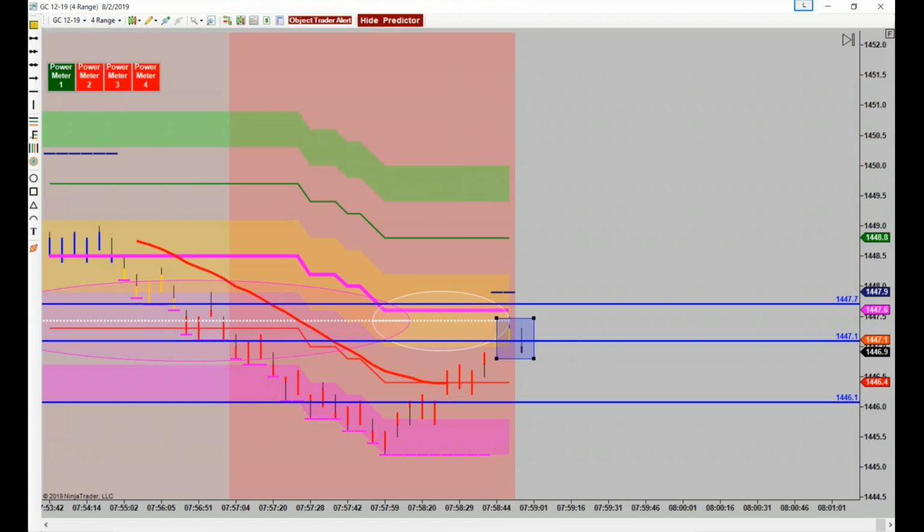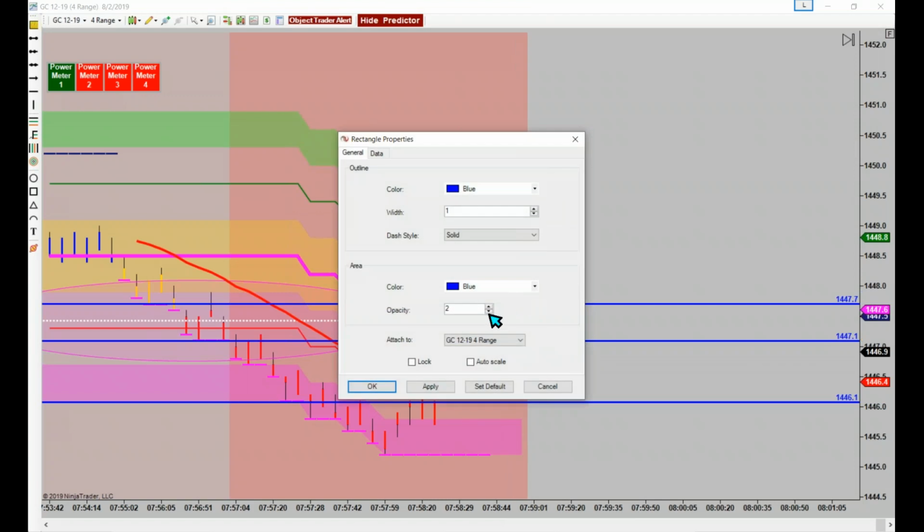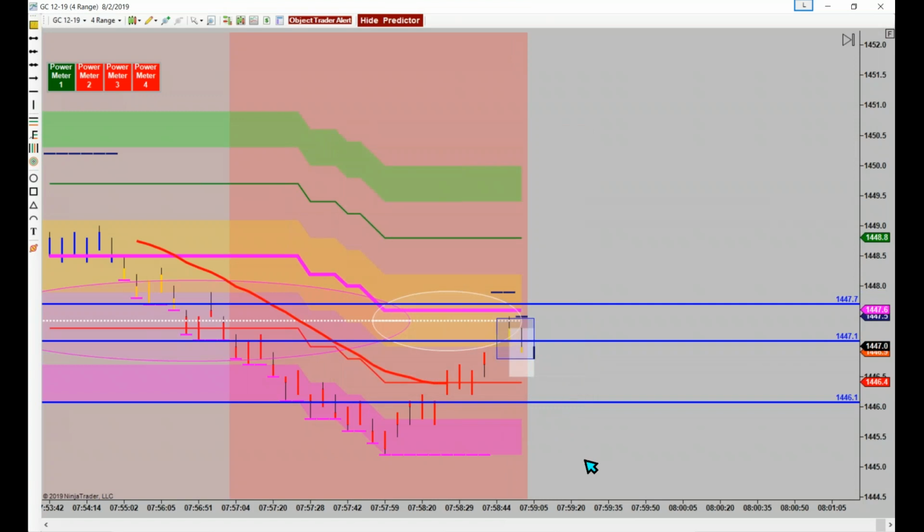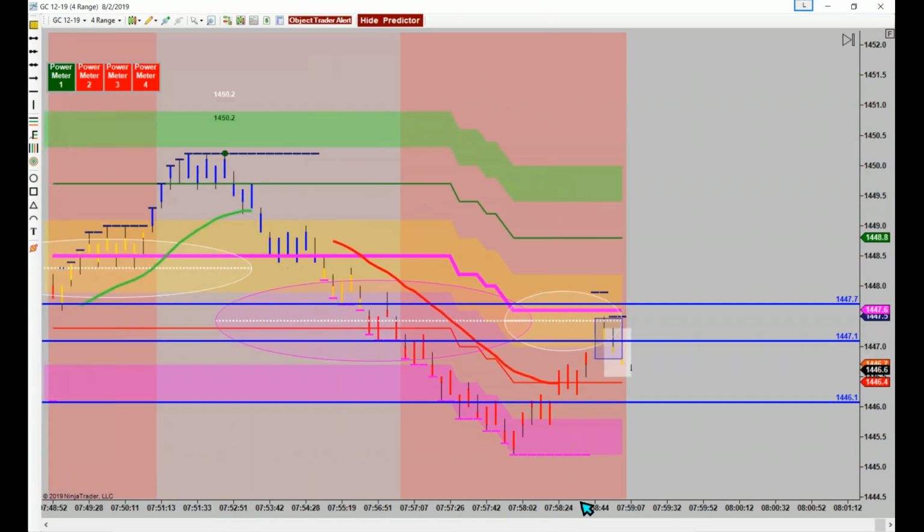Box is a little hard to see, let me just get it where it's not quite so dark. There we go. And there was your trade. Okay. And by the way, here's another way you can do this too.